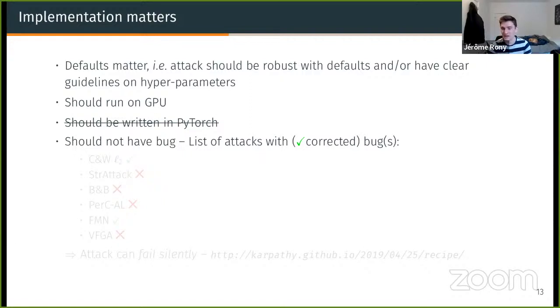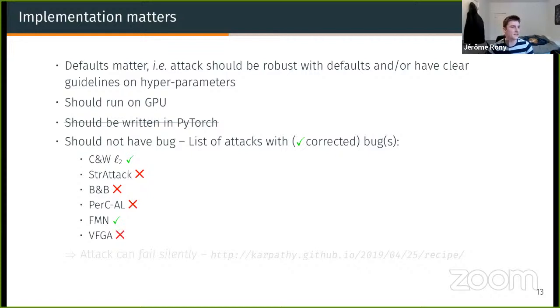And finally, one big thing: it should not have bugs. Again, that may seem like a silly thing, but there are many attacks that get released with bugs. Here are a few examples of bugs I found. The Carlini-Wagner attack had a bug in its original implementation. It's now fixed. The STR attack has several bugs in there. It's not fixed. The BNB still has a bug in it, even though you could argue it's not a bug, it's a numerical precision issue that makes it fail sometimes. The PERC-AL attack also has a completely wrong implementation of the color distance formula, which means that the results are terrible. The FMN in its first release had a bug, but it's now fixed.